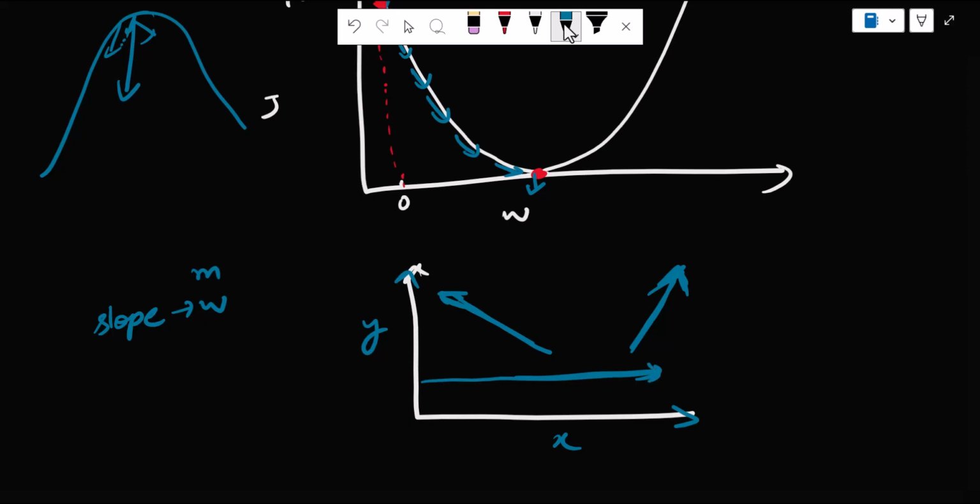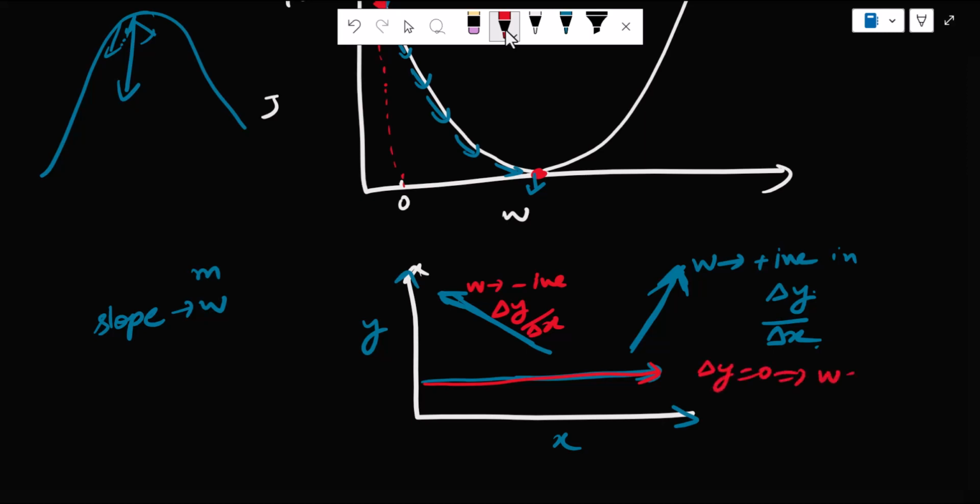In this case, we know that the slope is positive in nature, because if we see delta y upon delta x, the change in y with respect to x, it is positive. Similarly, here in this case, slope is negative in nature, for we know that y is decreasing with increasing value of x. And in this case, y remains constant, so delta y is equal to 0, and hence the slope is 0, right? So we have 3 types of slope.